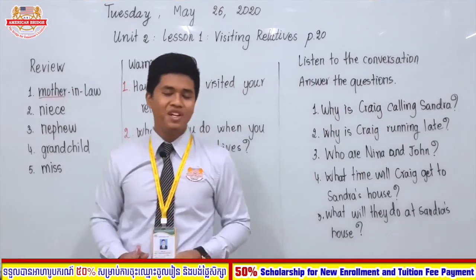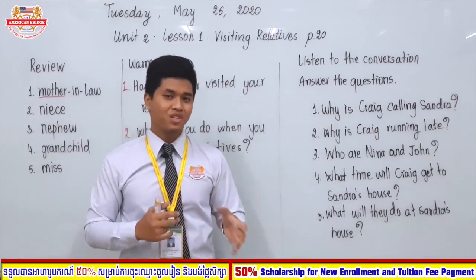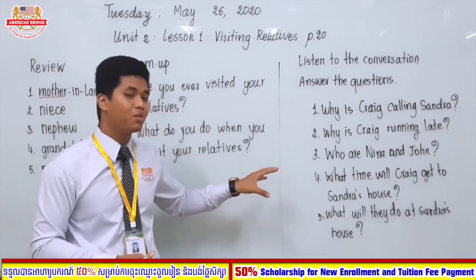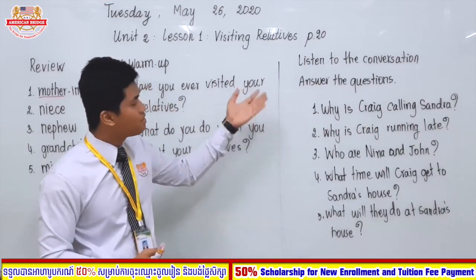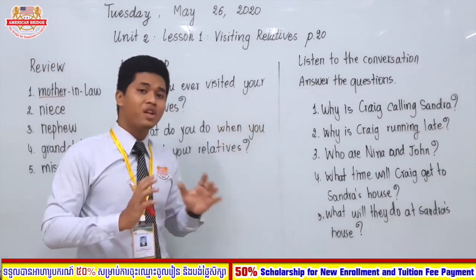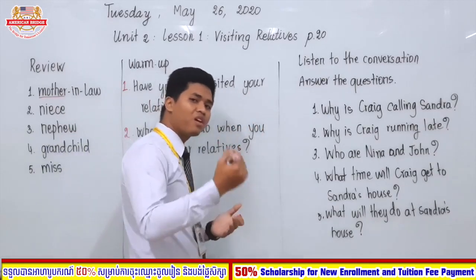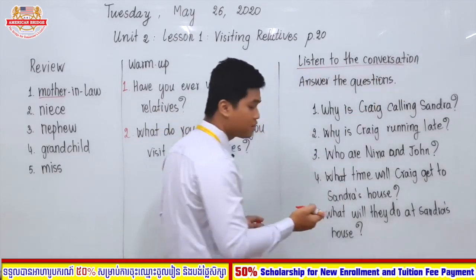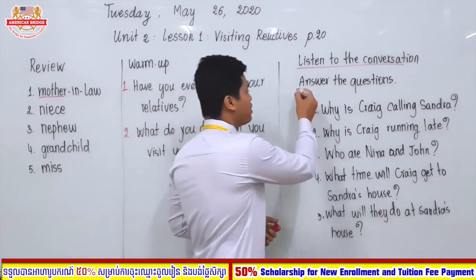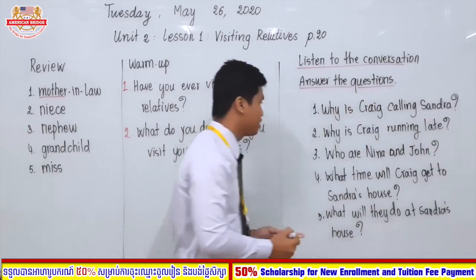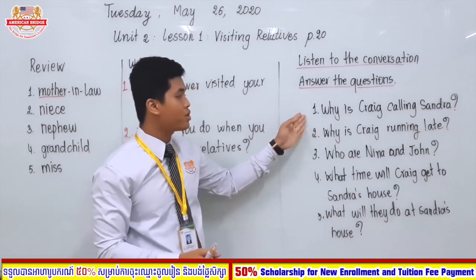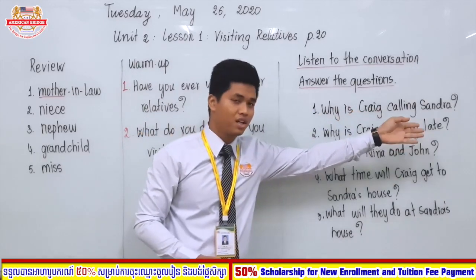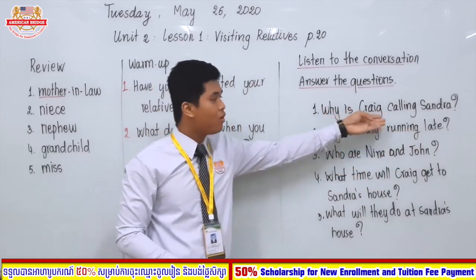So after you finish the conversation, there are 5 questions for all of you to answer. So these are the comprehension questions. To answer those questions, you need to think about what you listened to. So here is the conversation, and then you need to answer the questions. So here we have the first question. Why is Greg calling Sandra? Right? Why is Greg calling Sandra?